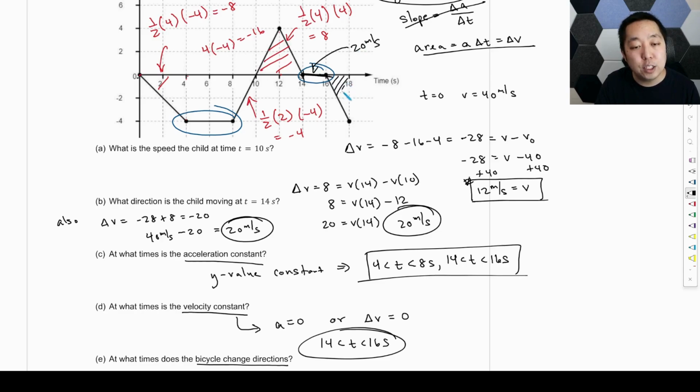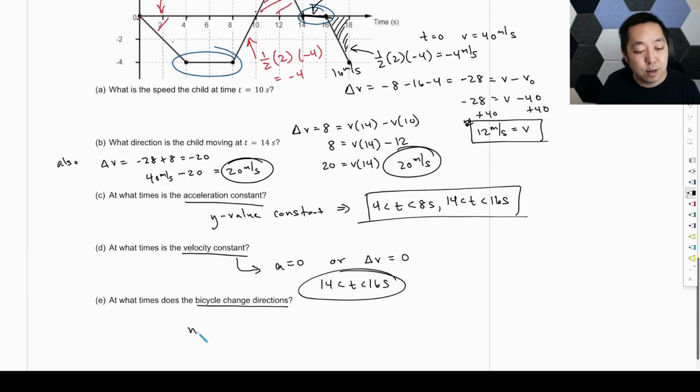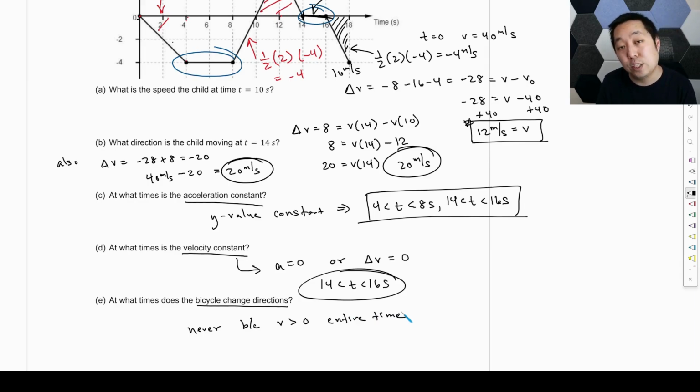And we're going to have some change here. That area, if you think about that change, is going to be 1/2 times the base's width, which is 2, from 16 to 18, and the height is -4. So that's going to be -4 meters per second. So here we're going to go 16 meters per second. The whole time, the velocity is actually positive. So it never changes directions because it stays positive. We say never because the velocity is greater than 0 the entire time. If the velocity switched from positive to negative, then it would change direction. Remember, direction is the sign of velocity.